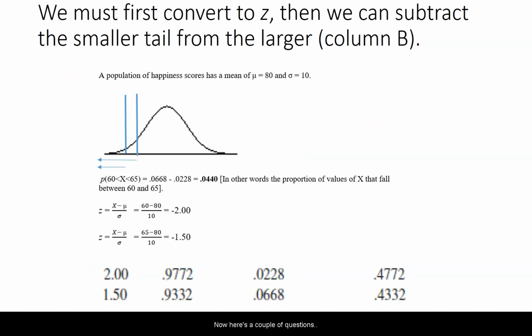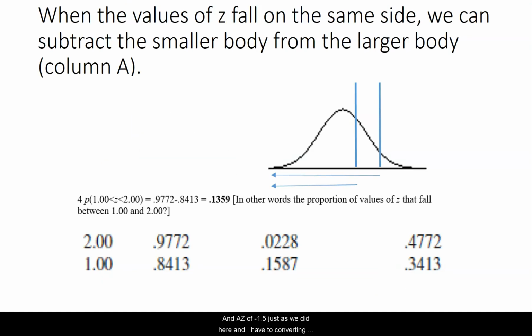Now, here's a couple of questions that make us convert to z. Then we subtract the smaller tail from the larger. So in this case, let's say we have a population of happiness scores, and they have a mean of 80 and a standard deviation of 10. Who knows what that is? And I want to know what proportion of scores falls between 60 and 65. Both of those are below the mean. And I have to solve for z for each of them again. I've got a z of negative 2 and a z of negative 1.5, just as we did here.